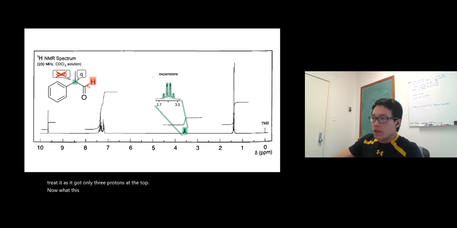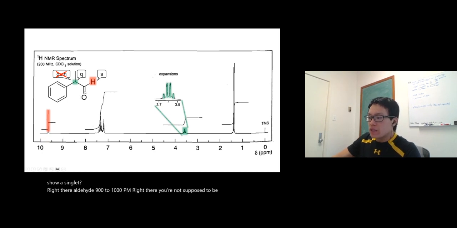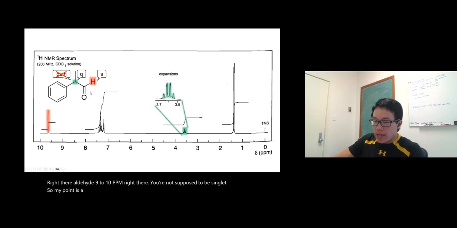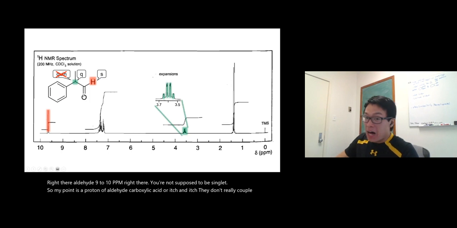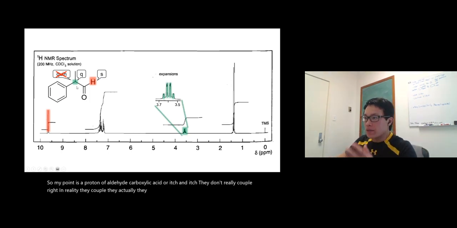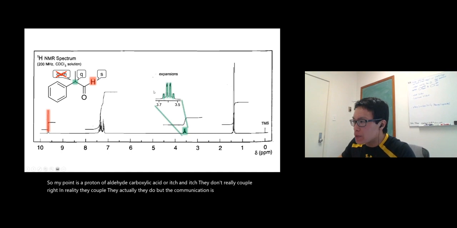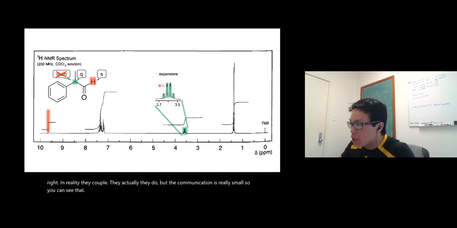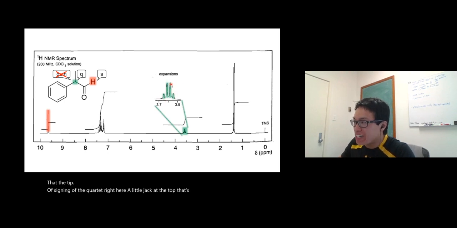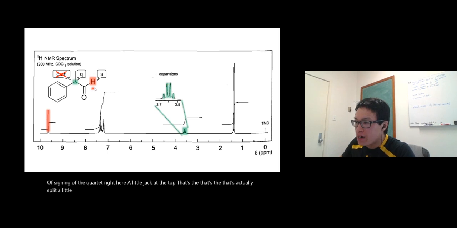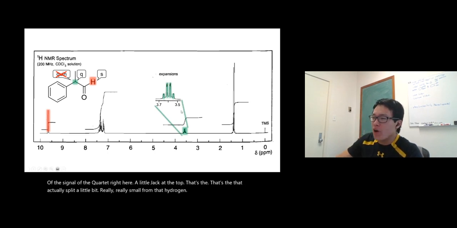This proton next to it has one neighbor, supposed to be a doublet, but it actually shows a singlet. Yeah, aldehyde 9 to 10 ppm, right there. So my point is, a proton of aldehyde, carboxylic acid, OH, and NH, they don't really couple. In reality, they do couple, but the communication is really small. You can see the tip of this signal, the quartet right here, a little jag at the top. That's actually split a little, but really, really small, from that hydrogen.